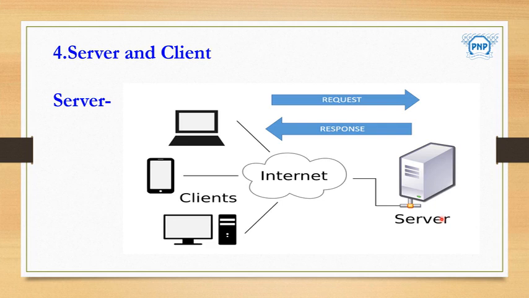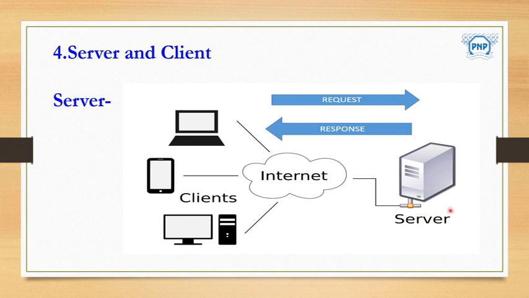A computer on a network that requests and receives services from a server is called a client. These are the clients because they are sending requests and they get responses from the server, hence they are called clients. So the important terms are server and client. The server is simply the sender and the client is the receiver. The server has higher level capacity.